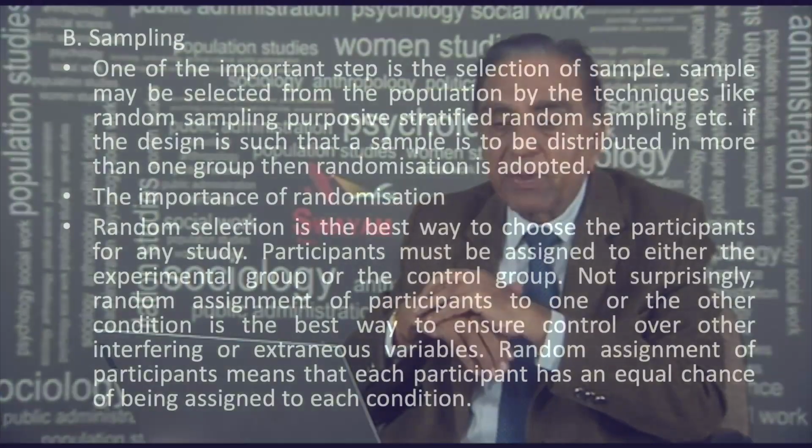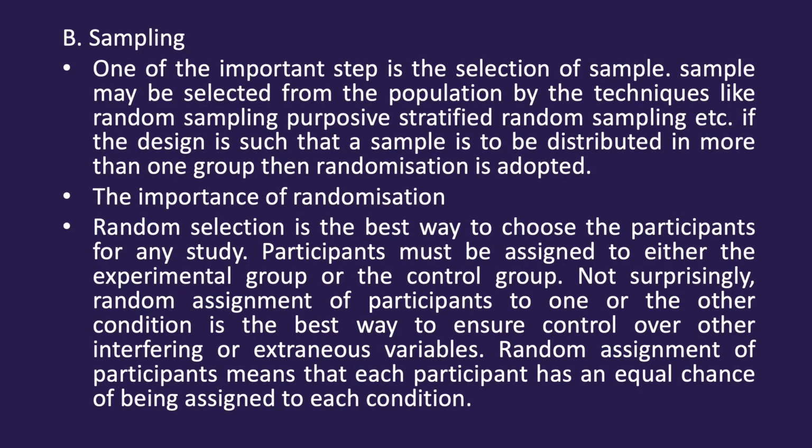Now, what is a questionnaire, what is observation, what is an interview in the psychological method? In this paper, we will talk in detail about these methods also. Here we are talking only about steps, not the details of those steps. Once you have decided what tool you will use, then you will have the sampling. One of the important steps is the selection of the sample. Samples may be selected from the population by techniques like random sampling, purposive sampling, stratified random sampling, etc.